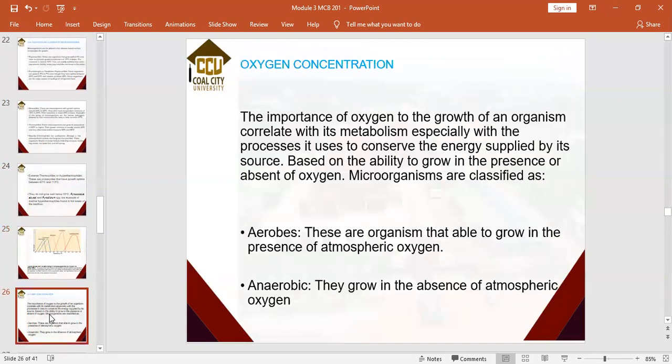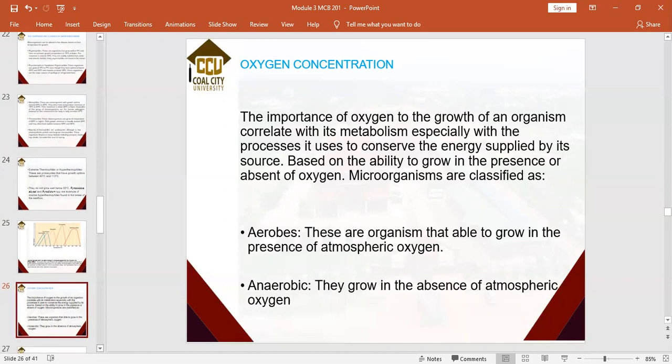Then oxygen concentration. You know, we are dealing with the environmental factors that affect bacterial growth. The importance of oxygen to the growth of organisms correlates with its metabolism. So based on the ability to grow in the presence or absence of oxygen, microorganisms are classified as aerobic organisms, that is the aerobes. These are organisms that are able to grow in the presence of atmospheric oxygen. We have the anaerobes. They grow in the absence of atmospheric oxygen.